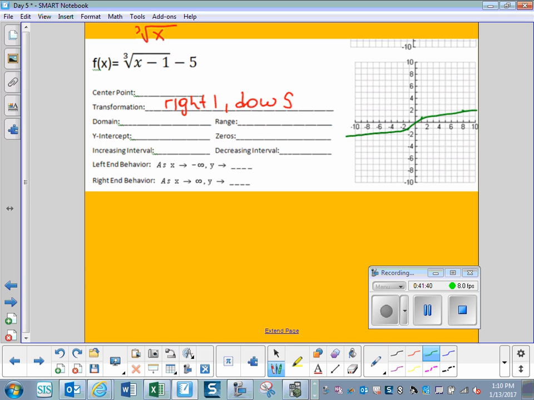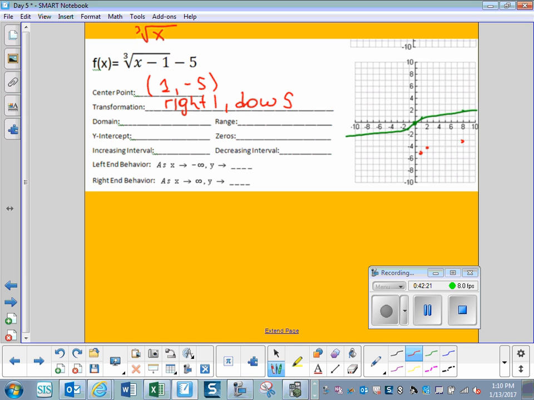that was my parent function, and my center point used to be 0, 0. What is the new center point? It moves from 0, 0, right 1, down 5. So the new center point would be 1, negative 5. Correct? 1, negative 5. That's it. Why wouldn't it be 0? Because it's down 5. Okay, so nothing else happens. It's just the whole function moves.